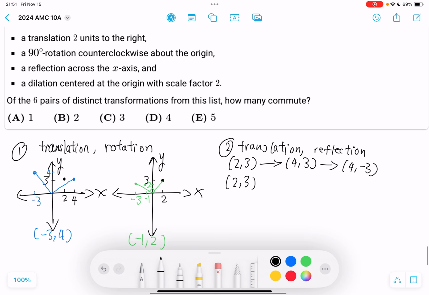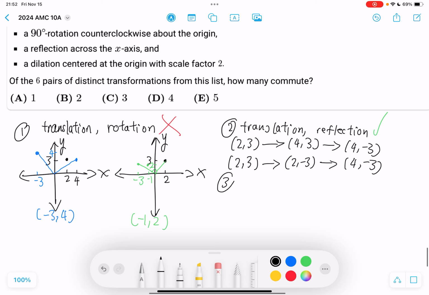Now if you reflect first, though, you have 2, -3, and then you can translate it 2 units to the right, so now it's 4, negative 3. So for this point, which is a random point, this works, and since the point 2, 3 doesn't have any special properties that make this work, and if you try other points it also works, then you can assume that the two actions commute. So this actually works, and the first one doesn't.